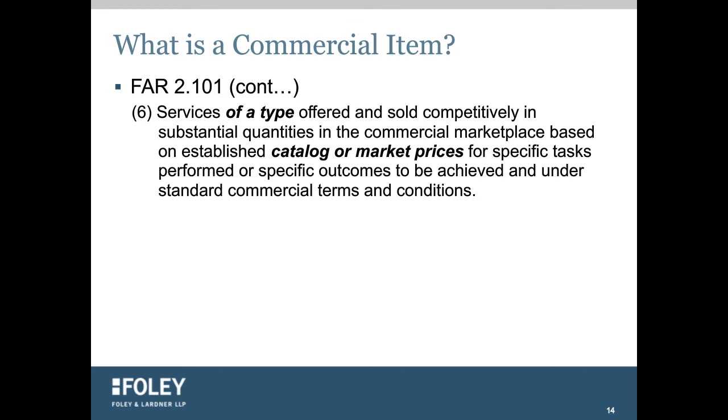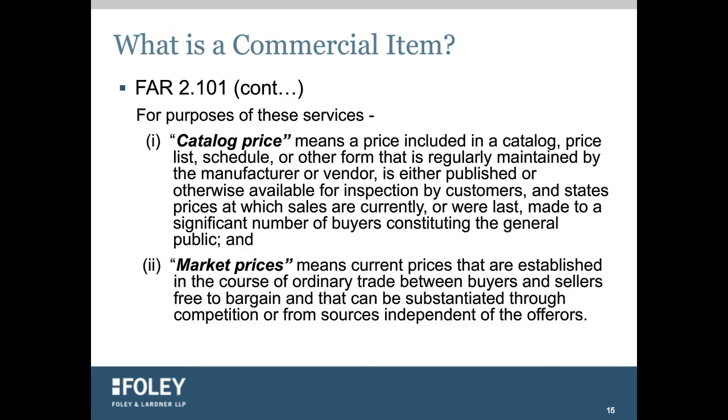Also, for a commercial item good, the determination is two steps. You first determine it's a commercial item. You second look at, is the price fair and reasonable? For commercial item services under this paragraph 6, though, in order for it to be a commercial item service, it also has to be at catalog or market prices. So it conflates that two-step into a one-step process. The next slide talks about what's a catalog and what's a market price.